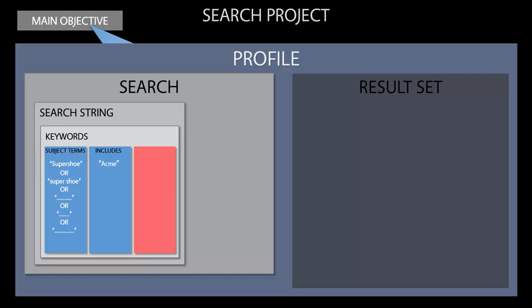Subject terms and includes are connected using the operator AND, meaning a result has to contain both one of the subject terms and one of the includes. Again, for a primer on Boolean logic as it is used in SM2 search strings, please see the video in this series titled Introduction to Boolean Logic.